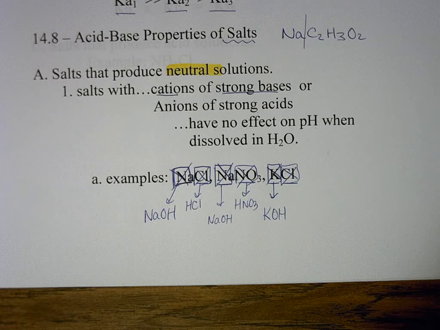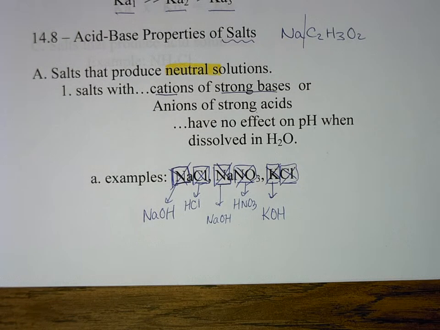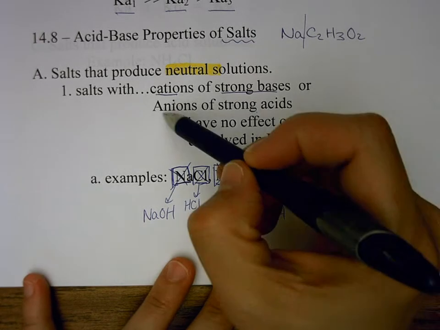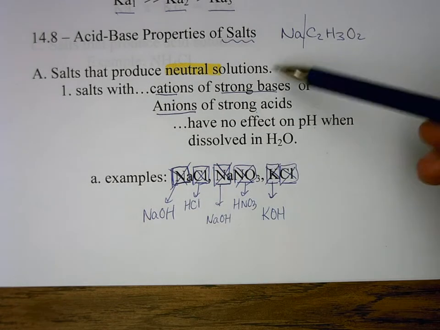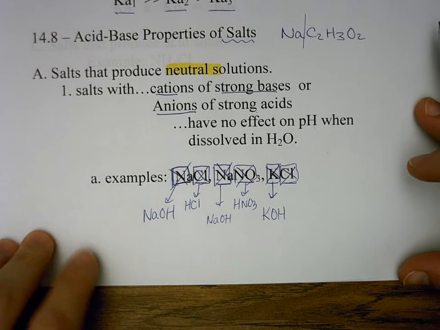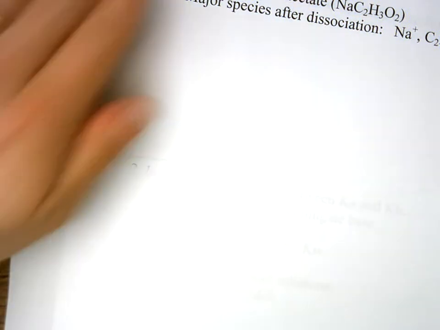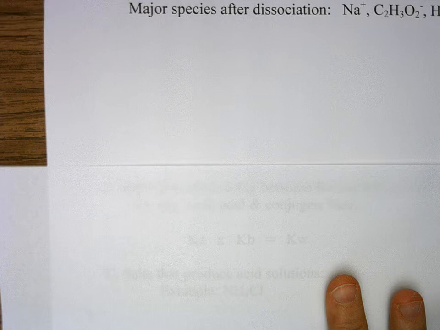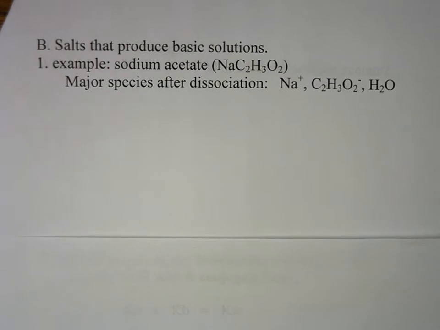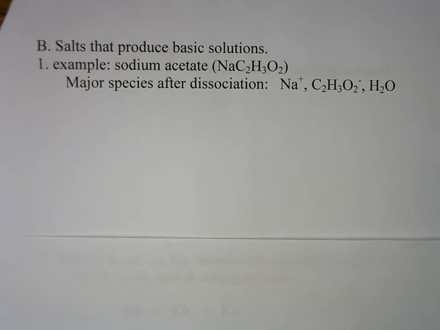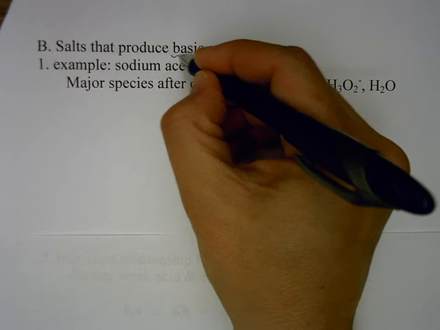None of these ions that are here affect the pH of the overall solution. So in water, those solutions would be neutral. Okay, so you're looking for cations of strong bases or anions of strong acids, and if they're there, then they don't affect the pH. But what if they do affect the pH? How do we know, and how do we figure out what the pH is? So, next one, salts that produce basic solutions.